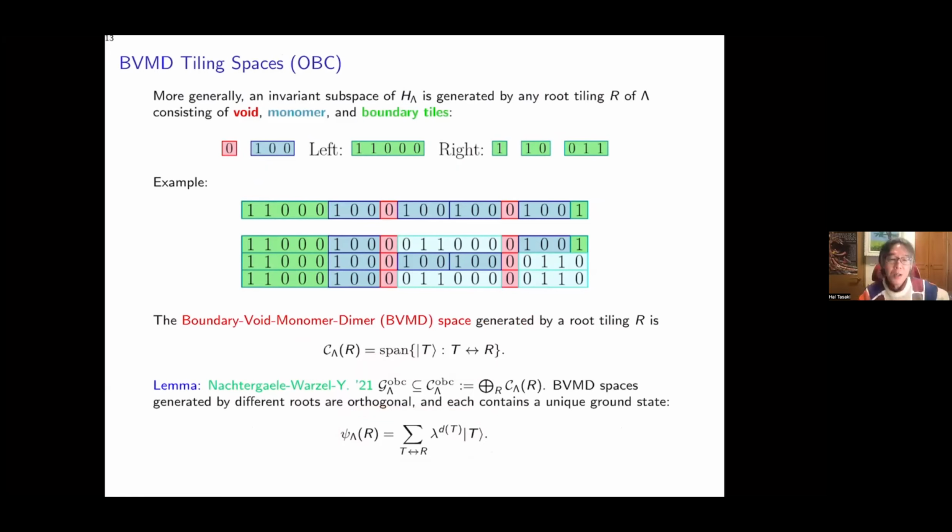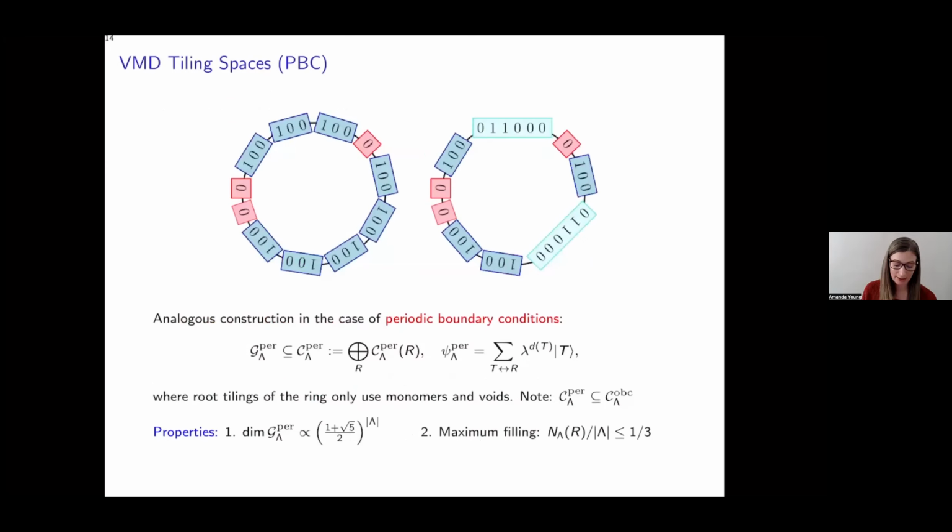Ah, okay. Right. So it's invariant, but it only contains one ground state. Okay, so there are other states as well. Yeah. So each connected sector contains exactly one ground state. And then what I do is I take the sum over all of these different sectors, and that's what I'm calling this tiling, this BVMD space. Okay, thank you very much. No problem. Thank you for clarifying.